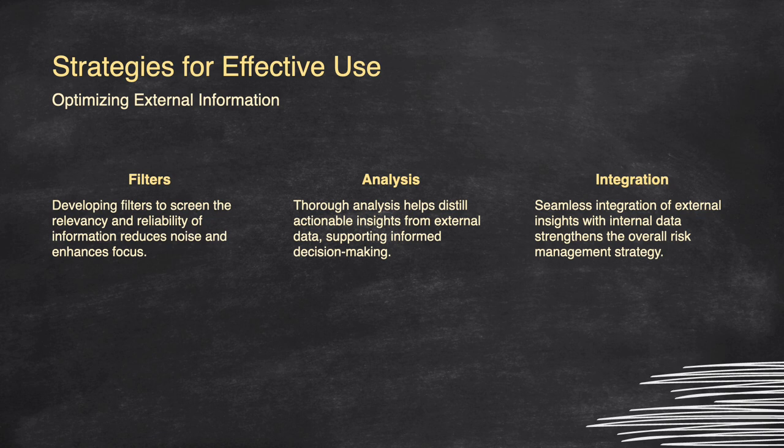Friends, by combining external information with internal knowledge, organizations gain a more comprehensive understanding of the potential risks and opportunities. And this integration enables more informed decision making and allows for proactive risk mitigation measures. And by leveraging both external and internal data sources, organizations can develop a robust risk management framework that effectively addresses evolving threats and uncertainties.